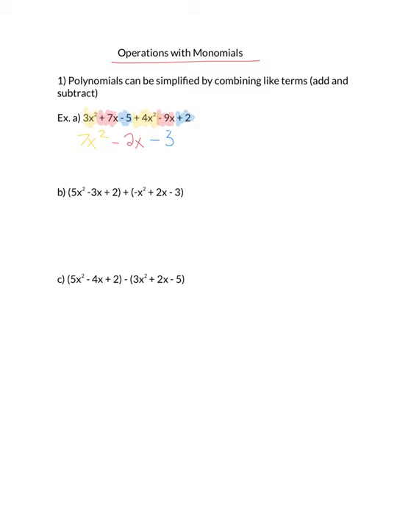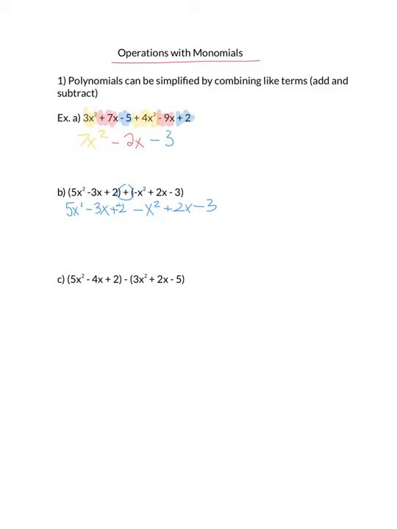All right, so for example B, I see some brackets. So this first bracket, it doesn't even really need to be there. Nothing's changing. I'm just going to rewrite it. 5x squared minus 3x plus 2. And the second bracket, again, since it's a plus in front of it, it doesn't really need to be there either. It doesn't change anything. So a minus x squared plus 2x minus 3. I'm keeping all of the signs the same.